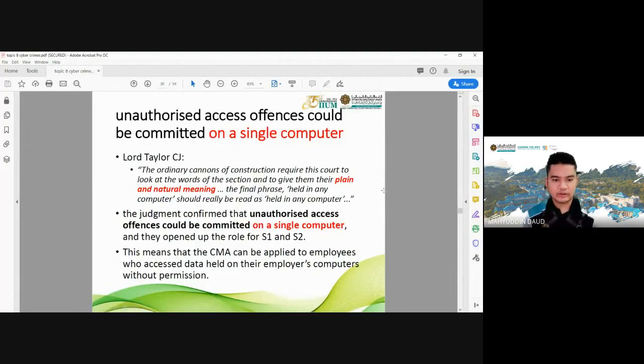Okay, so that's it for unauthorized access. Remember that this interpretation has also been adopted in our Computer Crimes Act. As far as the Computer Crimes Act is concerned, the similar interpretation applies, meaning you don't need a second computer to become the victim computer. You can commit unauthorized access on a single computer. Any questions on unauthorized access?